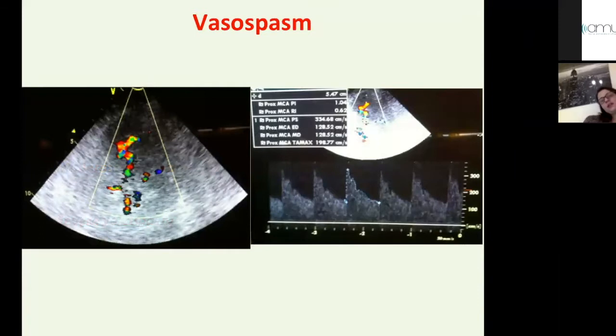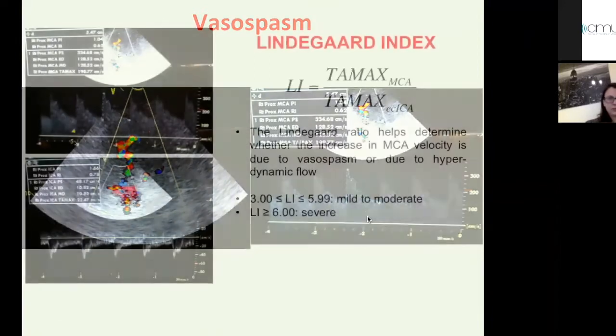So this is actually a typical waveform that you can see during vasospasm. Here on the left side, we have our circle of Willis, and here we are insonating the MCA. And look here, we have a flow velocity which is incredibly high. The systolic peak is up to 300. And this is definitely a vasospasm, okay?